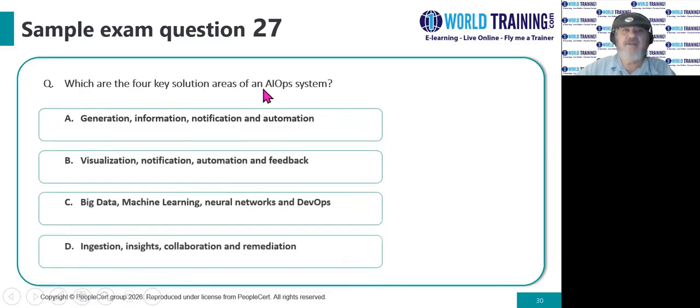Which of the four key solution areas of an AIOps system? Generation, information, notification, and automation. Information is not a solution area. Visualization, notification, automation, and feedback. Possibly. Big data, machine learning, neural networks, and DevOps. I don't think DevOps is per se part of the solution of AI systems. Ingestion, insights, collaboration, and remediation.